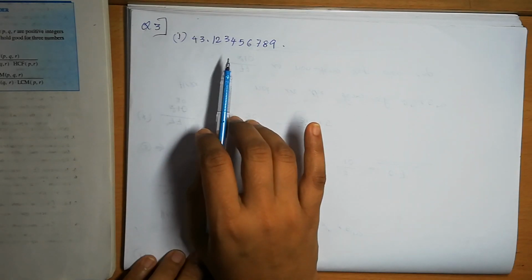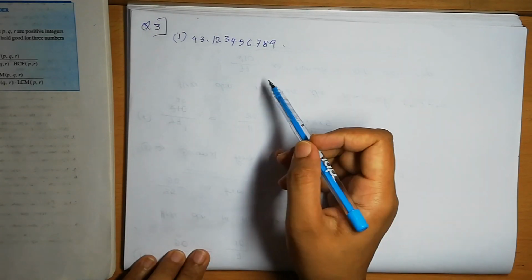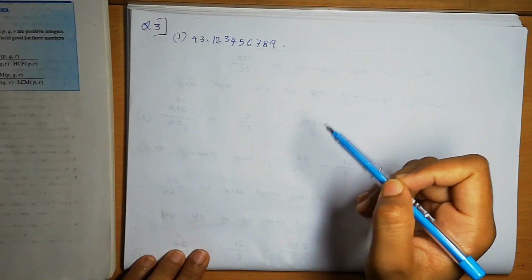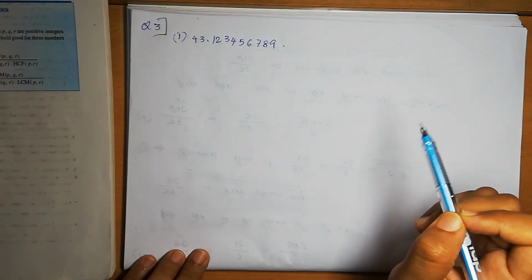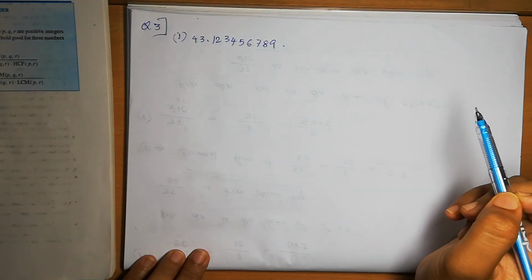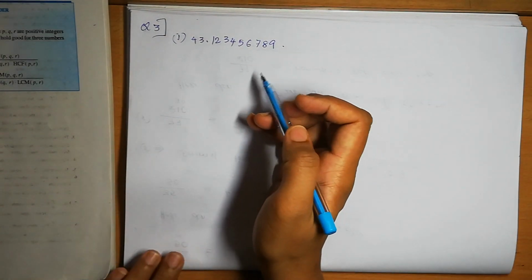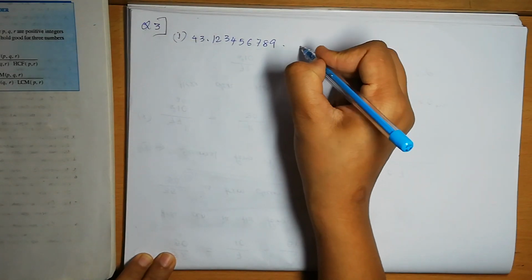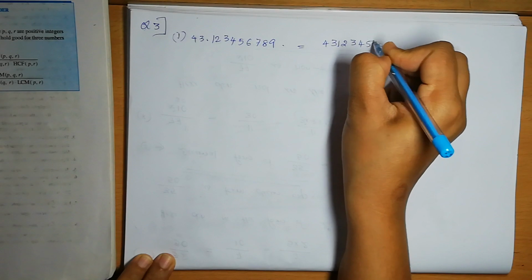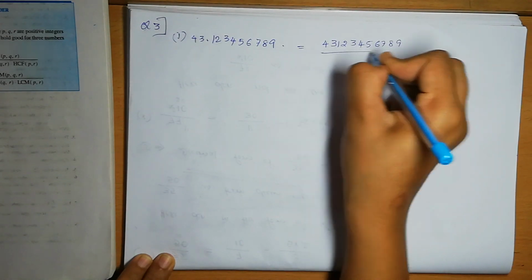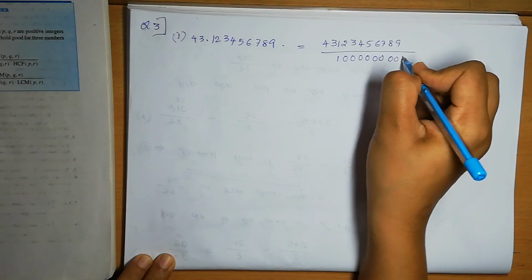If it is rational, that should be in the form of p by q, right? Then what we can say about the prime factors? Prime factors are either 2 or 5. Why? Because the denominator is in the form of 2 raised to m into 5 raised to n. So the factors are 2 and 5. Correct. So this one we can write as 43123456789 by 1 followed by 9 zeros.